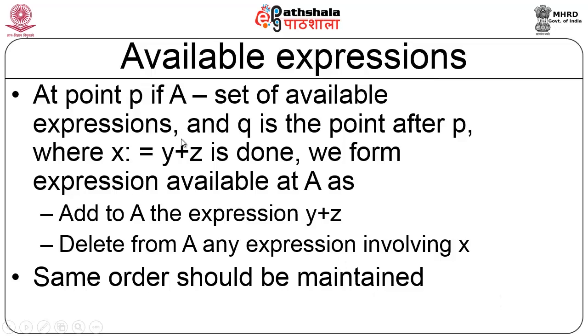So, you have a set of available expressions and Q is a point. For example, at point P you have something, and supposing at the next point Q you have this expression available. Now, at this point what we do is we add y plus z to the available expressions list and then delete from A the expressions involving x as one of the operands.